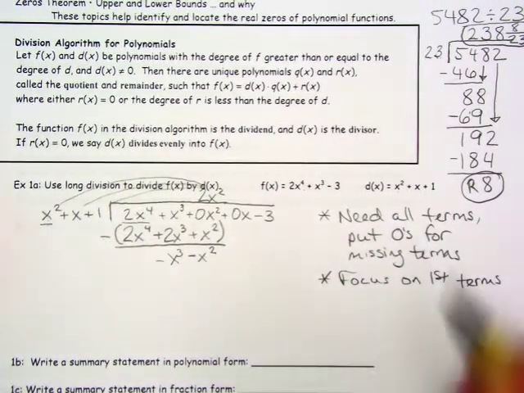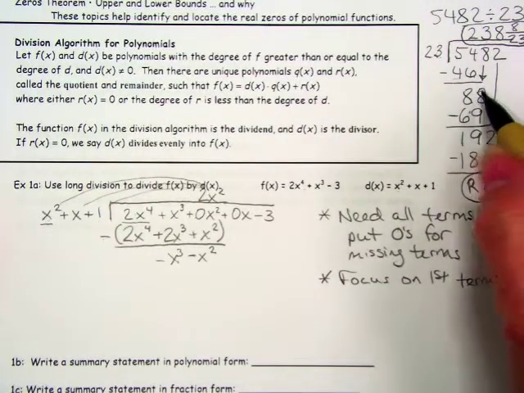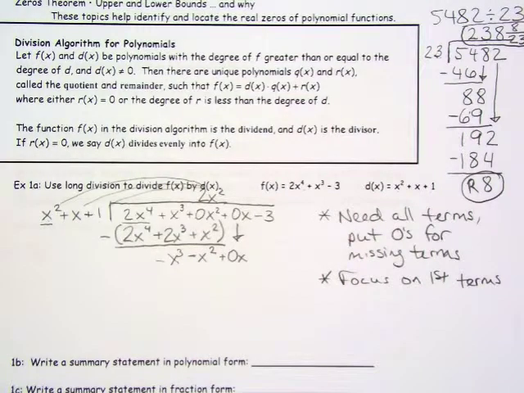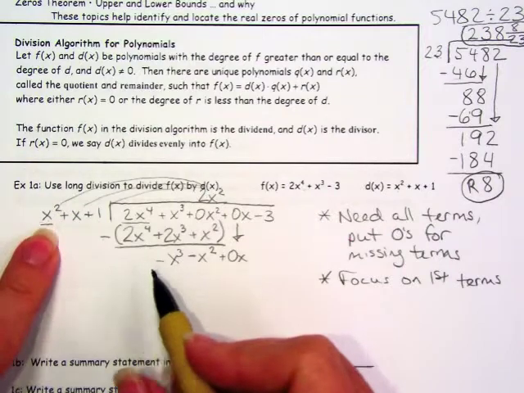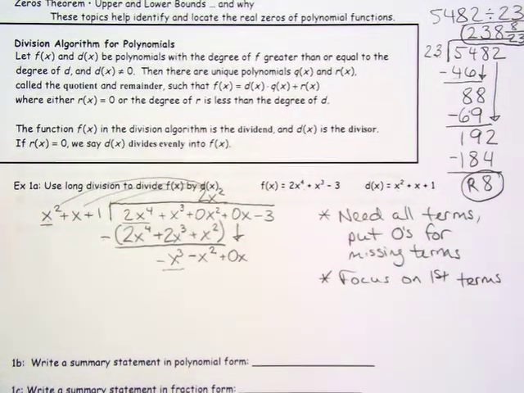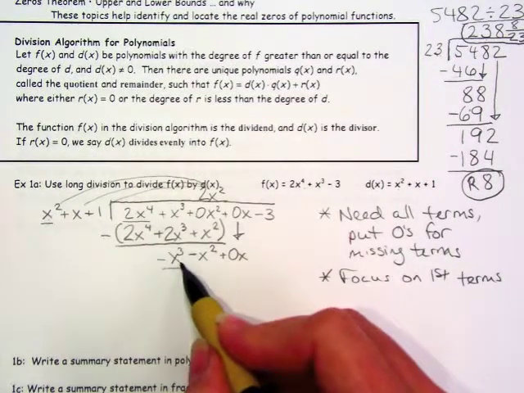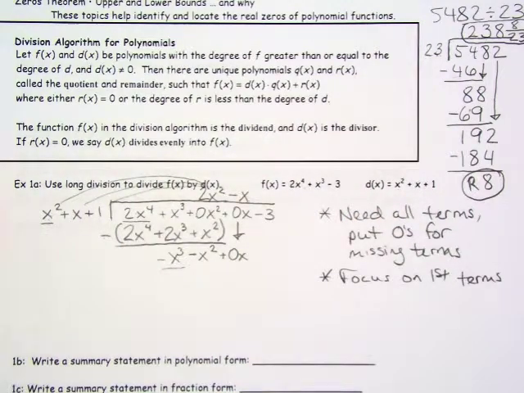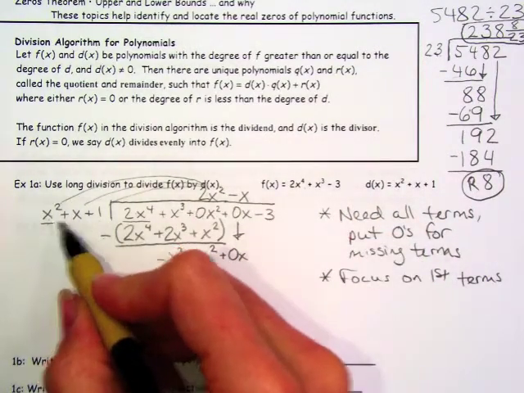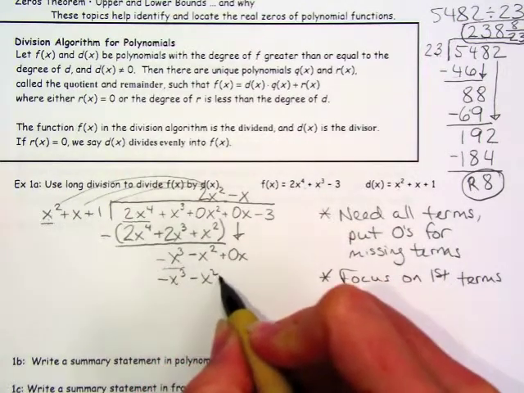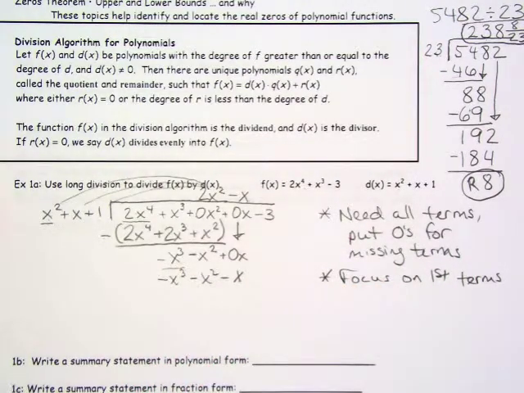Okay, just like before we brought down the 8 here, we want to bring down the next term, the 0x. Then everything repeats. We have x squared, and our first term here is negative x cubed. So we say, what do I have to multiply x squared by to get negative x cubed? Hopefully you're thinking negative 1x. Then I multiply that negative 1x times the whole trinomial to get negative x cubed minus x squared minus x. Then we subtract.